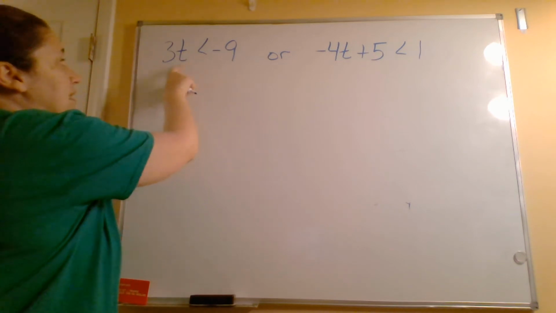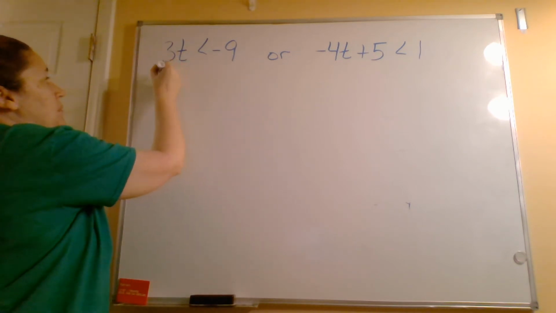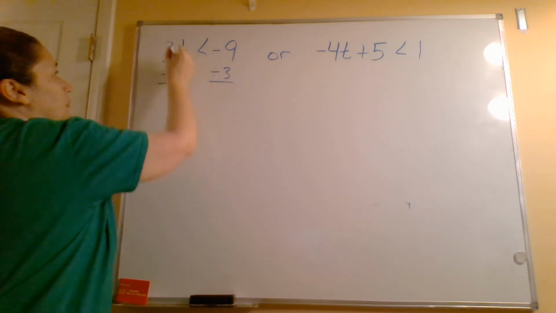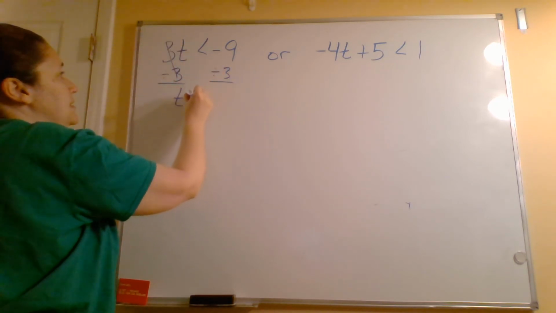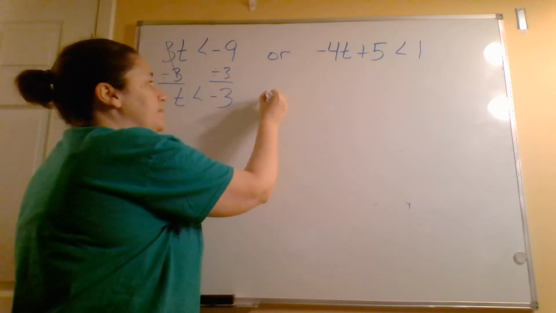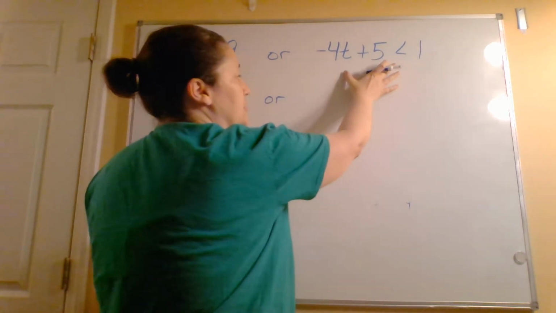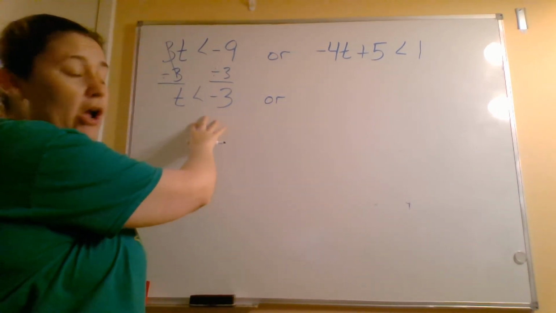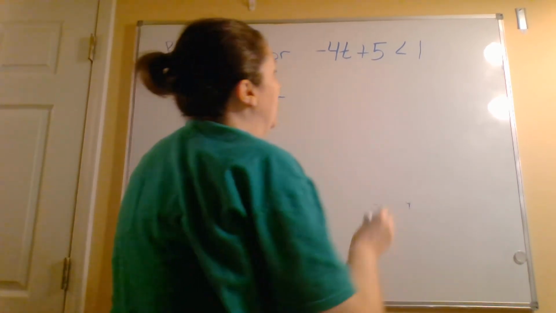This one is easy because it's just one step. T is being multiplied by 3, so I will divide by 3. I get t is less than -3. Or the other part of the answer is to solve this one. Some of you left that as the answer, which is only half the problem. We need to solve this half now.